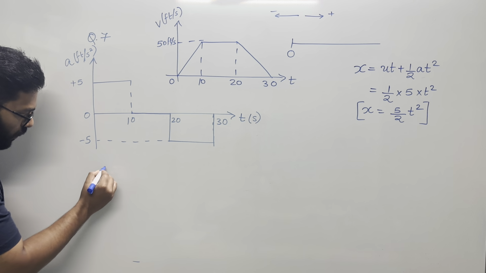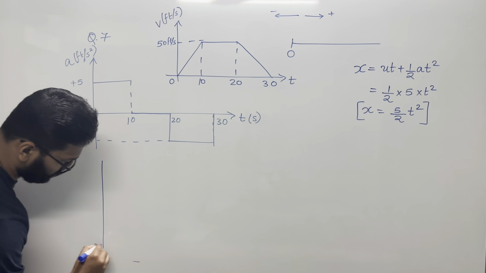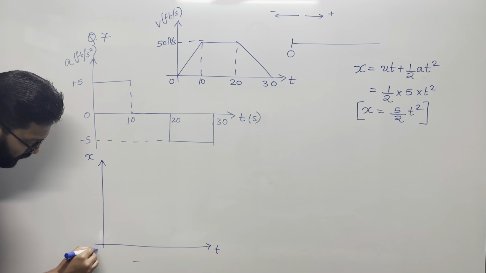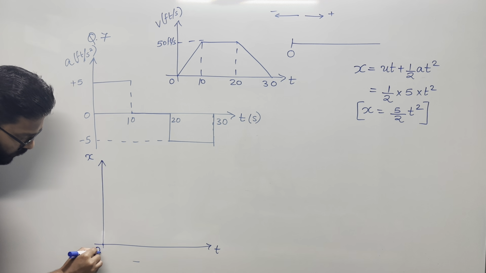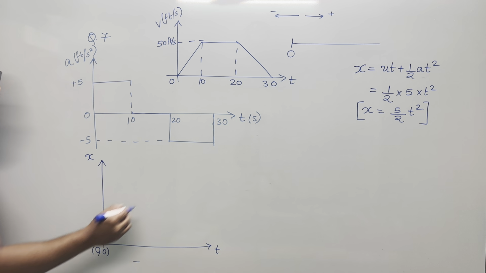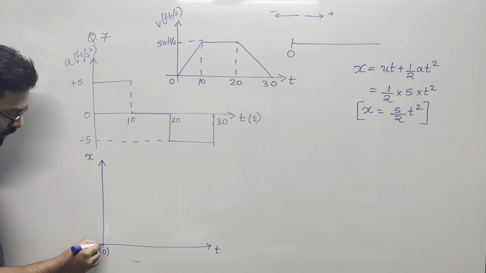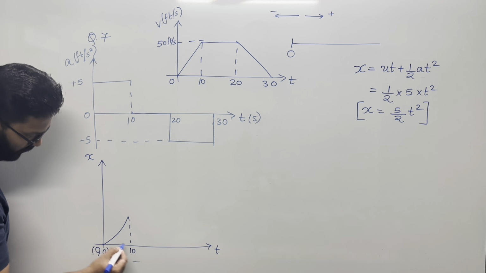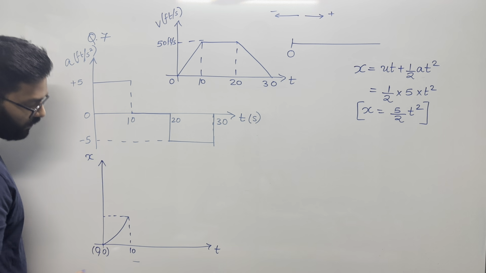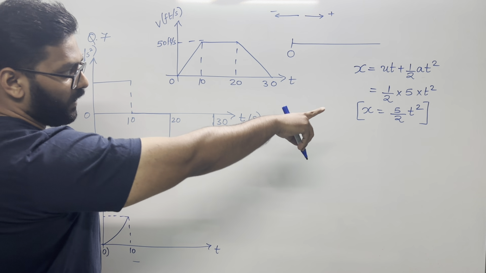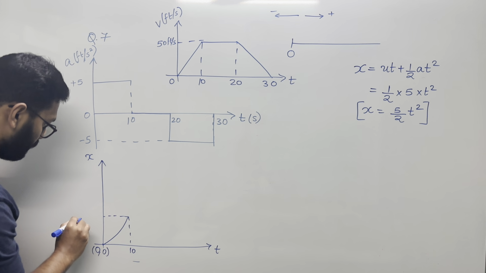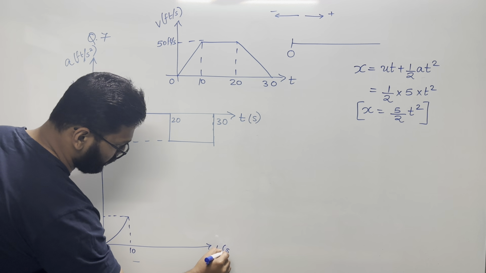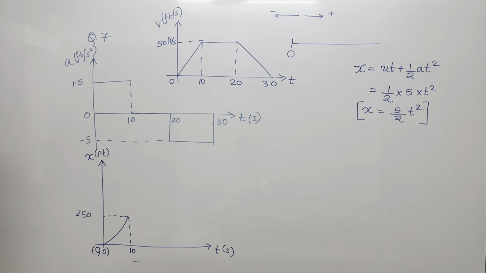So now I am going to draw it over here, okay? Let's say this is t, this is x. Now here this is origin, at t equal to 0, x is 0, right? And this is 2.5 times t square. So it is a parabolic curve till 10 seconds. So this is 10, and this position will be how much? If you put 10 over there, it will be 100 by 2, which is 50, that is 250 feet. So this is 250 feet. I am writing feet over here and seconds over here. Okay, so till now it is a parabola.